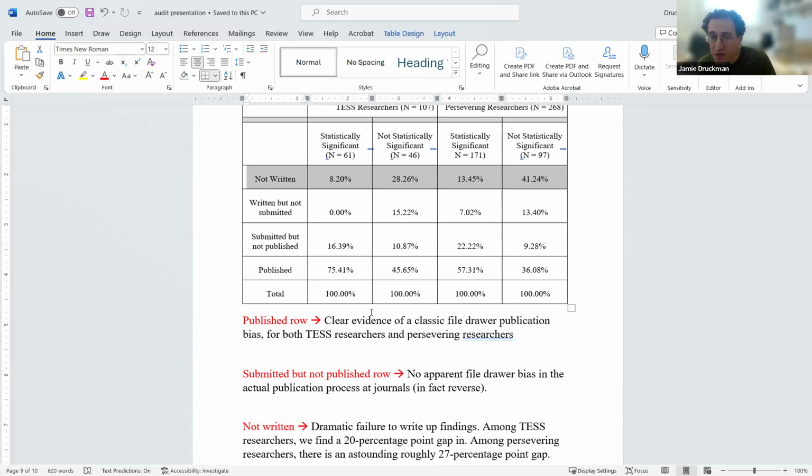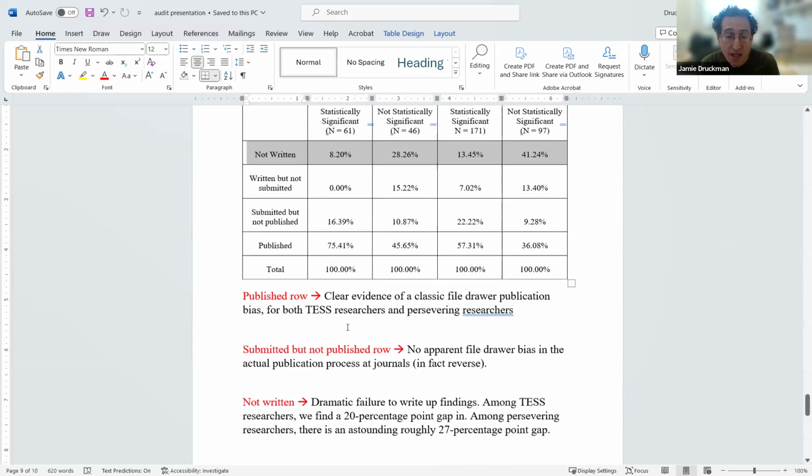Of course, we don't know if there's some selection in not writing up the paper, and the statistically insignificant results might just be poorly designed studies. That would be an interesting next question to be asked.